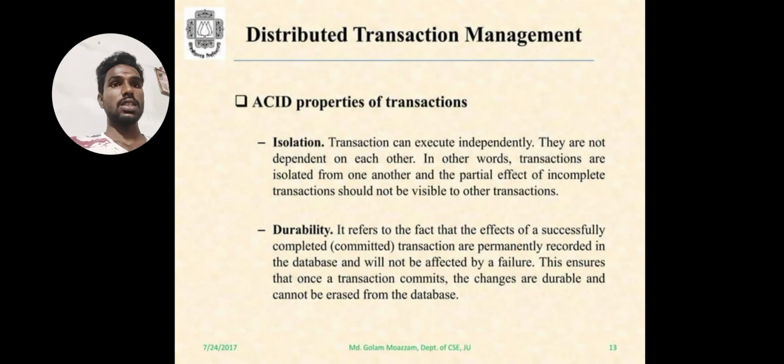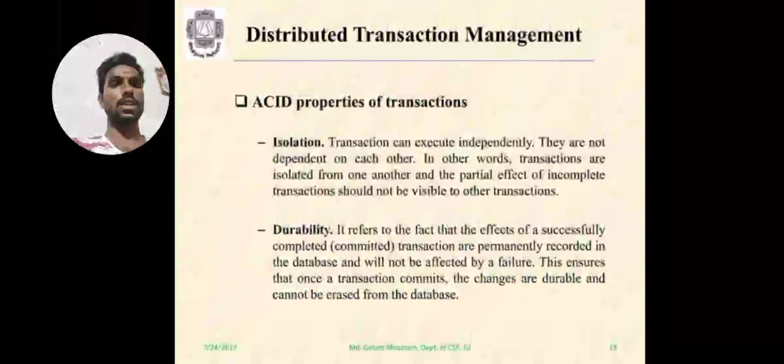Isolation. Transactions can execute independently; they are not dependent on each other. In other words, transactions are isolated from one another, and the partial effects of incomplete transactions should not be visible to other transactions.